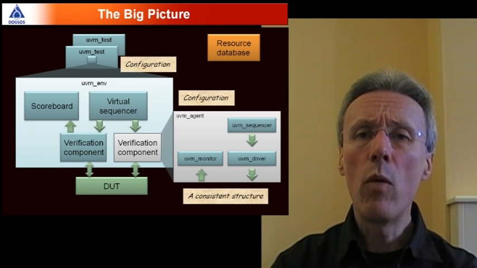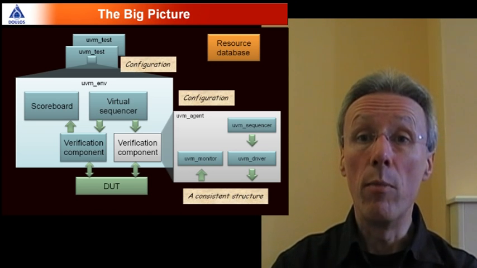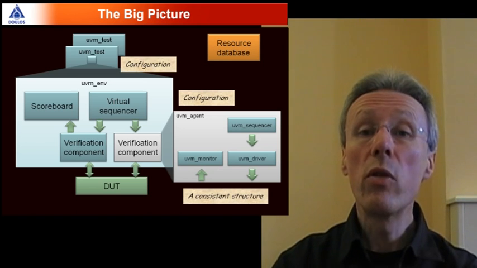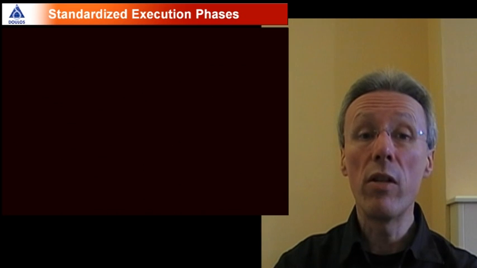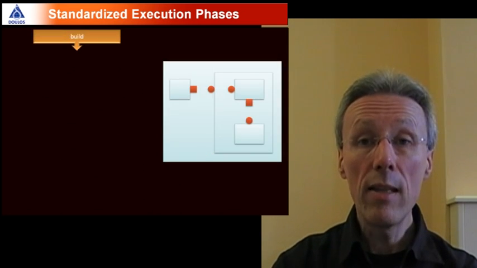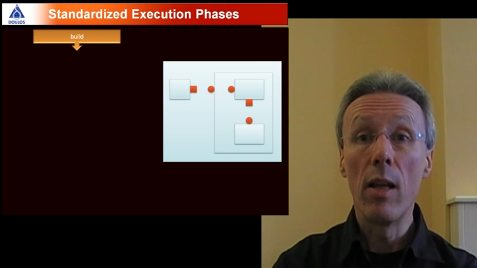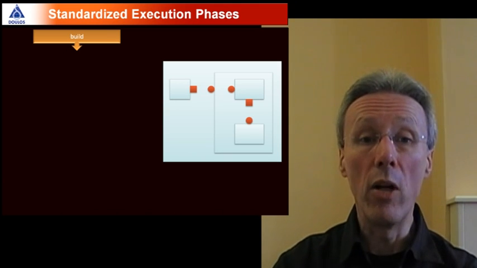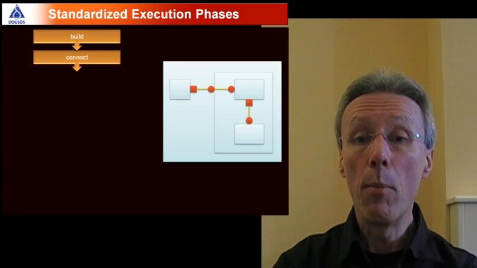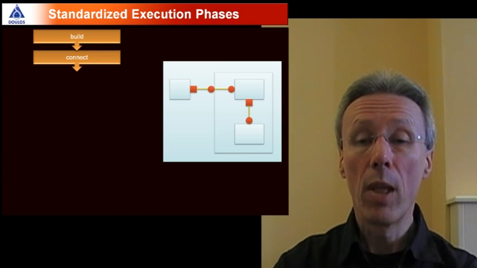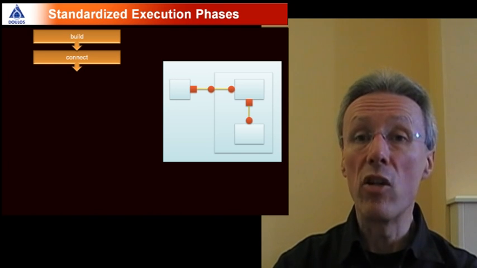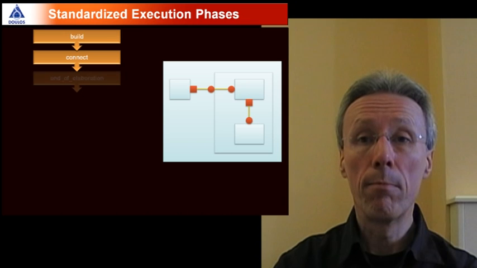So we've looked at how we can structure the verification environment into different kinds of verification components. There's also a standardized set of execution phases in UVM. So things start from the build phase. The build phase builds the hierarchical structure of components. Then the connect phase, which connects together ports on those components. So the build and connect together are a bit like elaboration in VHDL or Verilog, if you're familiar with that.